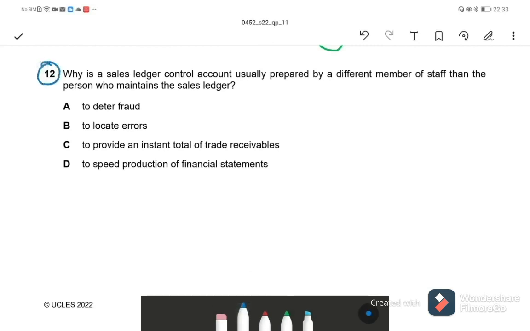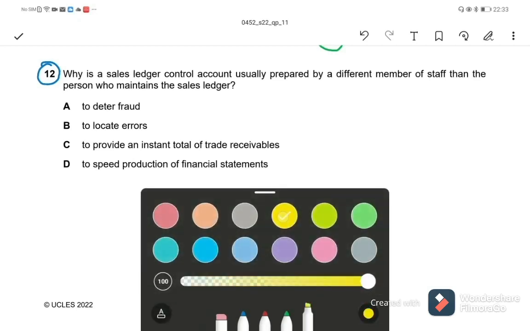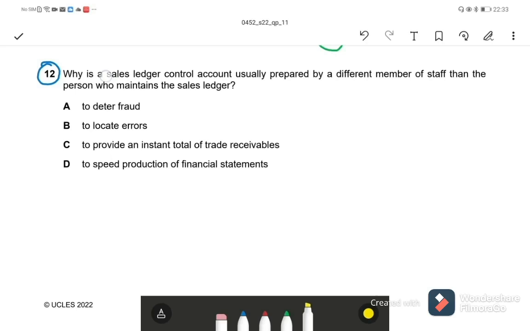Question number 12. Why is a sales ledger control account usually prepared by a different member of staff than the person who maintains the sales ledger? Always the business will hire a different member to do the sales ledger control account. Why? To detect the fraud only. So which is the correct answer? One of the easy questions. Correct answer is option A.